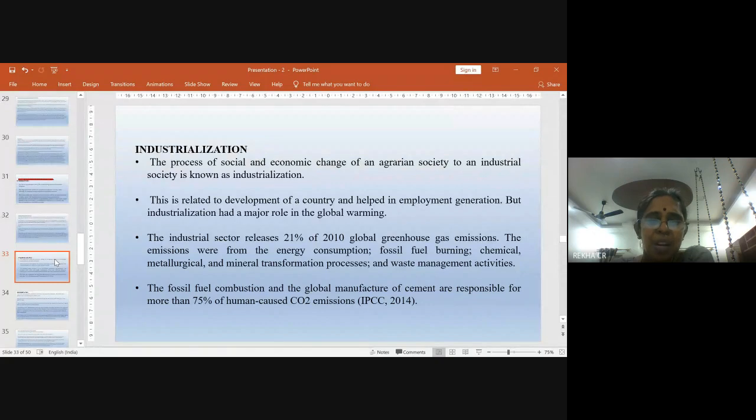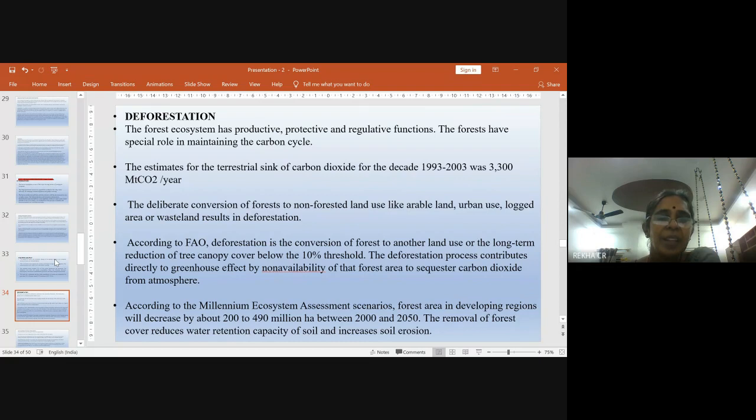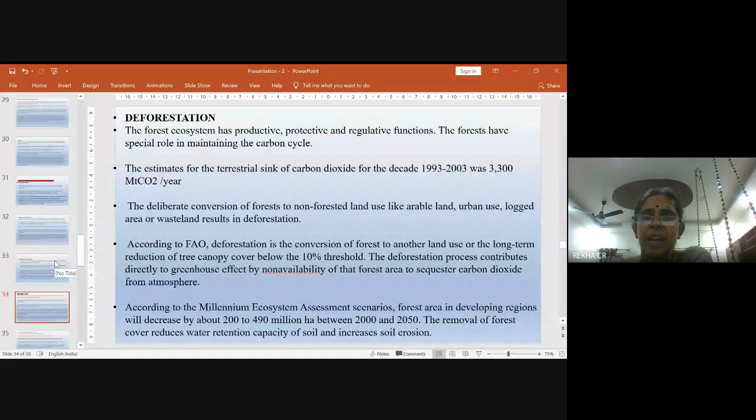So the fossil fuel combustion and the global manufacture of cement are responsible for more than 75% of human-caused carbon dioxide emissions. So the next important cause is deforestation. The forest ecosystem has productive, protective, and regulative functions. They play a main role in maintaining the carbon cycle. The conversion of forests to non-forest land like arable land, urban use, logged area, or wasteland results in deforestation.